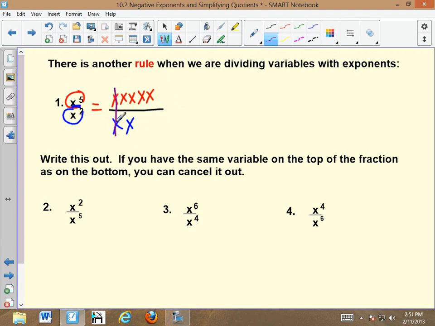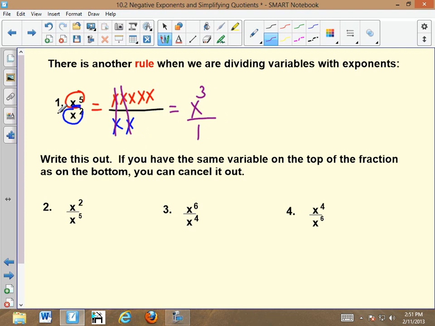So, this cancels this, this cancels this. How many x's do I have left? I have 3 x's left, so it's x to the 3rd. The thing is, are they going to stay on top or on bottom? Well, they're on top here, so they stay on top. You don't have to write it over 1. I'm doing that to show you that those 3 x's have to stay on top.